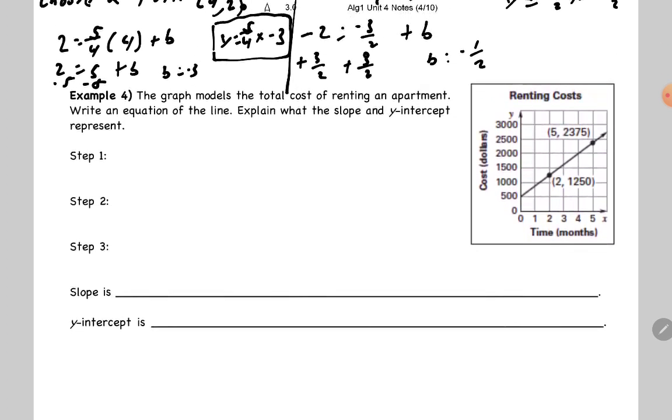Alright, now let's use our equations here. The graph models the total cost of renting an apartment. Write an equation of the line. Explain what the slope and y-intercept represent. Step 1, find the slope. Then find the y-intercept. And then write the equation.